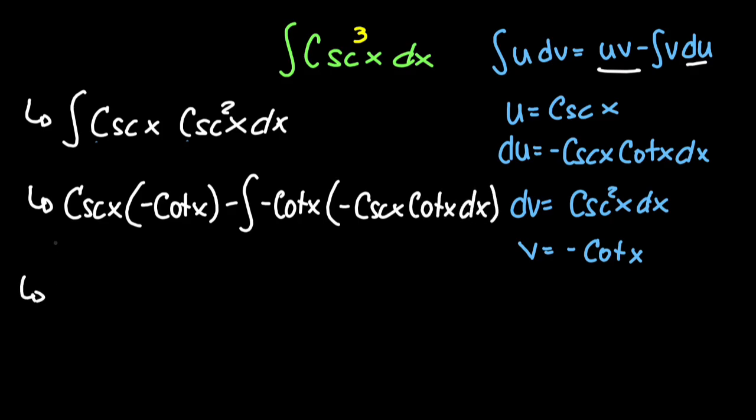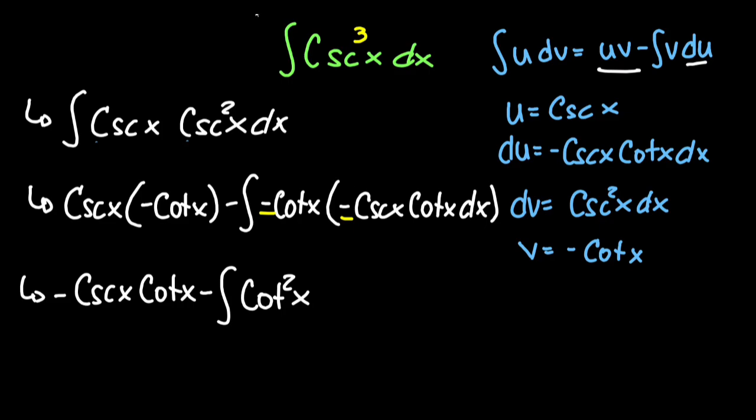Next step would be to simplify. We can put the negative sign in here, which makes this negative cosecant of x multiplied by cotangent of x, minus the integral of, you can see here that we have both cotangent of x, which makes this cotangent squared of x, and we have two negative signs here which we will multiply, makes it a positive sign, and copy the rest, which is cosecant of x dx.